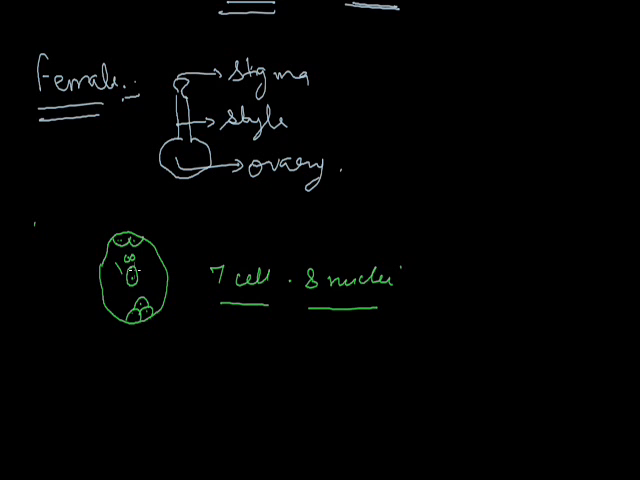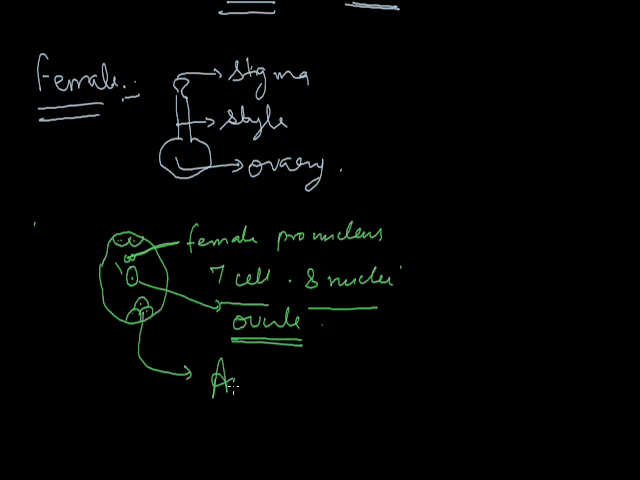This one is the ovum or the ovule, and this one is the particular cell in which all the cells are present. So you can count 1, 2, 3, 4, 5, 6, and the whole cell is the 7th cell. And the 8 nuclei are here: 1, 2, 3, 4, 5, 6, and 2 nuclei here. These 2 are the female pronuclei. This is the ovule. These are the antipodal cells, and these are the synergid cells.